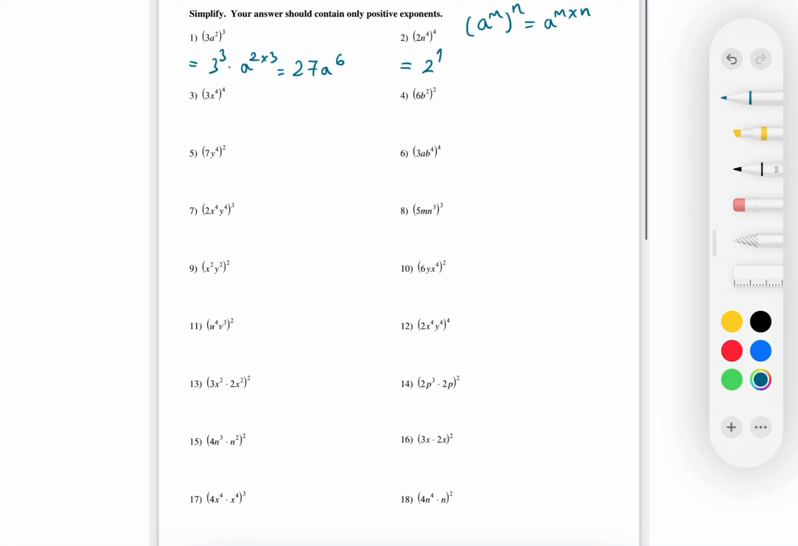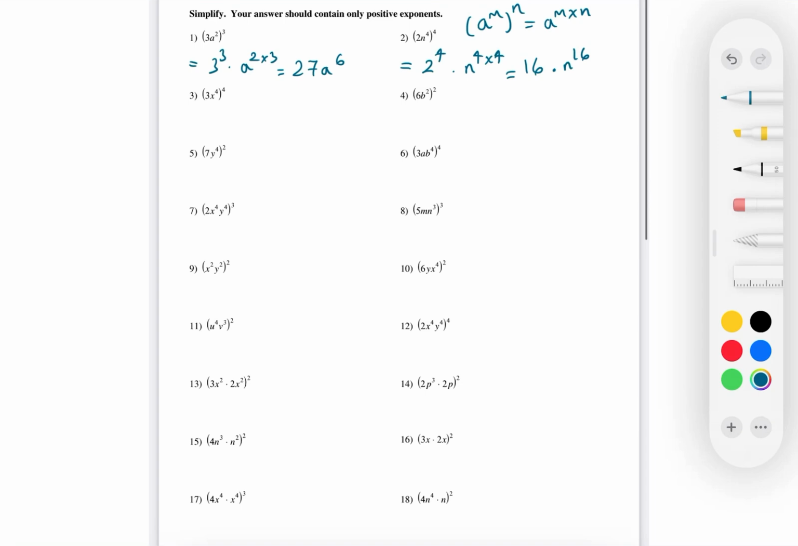You're going to get 2 raised to the power of 4 times n raised to the power of 4 times 4. So you are going to get, what is 2 to the power of 4? 2 to the power of 4 is going to be 16, right? Multiplied by n raised to the power of 16.